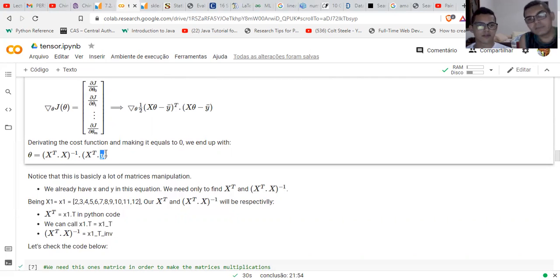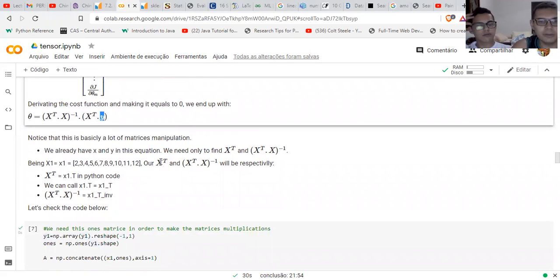Yeah. So this is just a lot of matrix manipulation, and we already have the values of x and y in this equation. So we only need to find the x transpose and x transpose times x inverse. The inverse of this is here. And I'll show the code in this video. We could make it in another video, but yeah, we can do this right here.